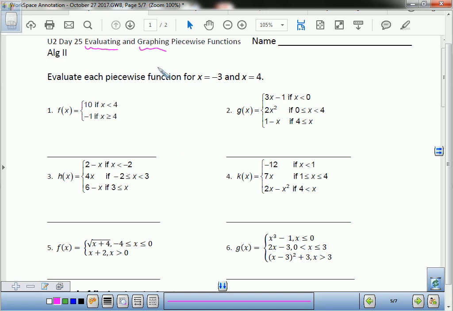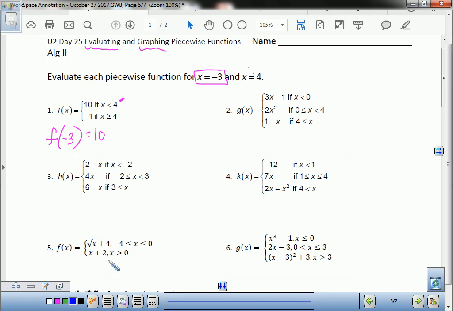Evaluating is pretty simple. For each of these examples we have here, I'm asking you to evaluate it for an x value of negative 3 and an x value of positive 4. So the first thing we have to do is look at our piecewise function and determine where this goes. If we evaluate this function for a value of -3, which one of those pieces does -3 fall into? Well, it falls into this one, where x is less than 4. -3 is less than 4. So what does it say the y value is? It says it's 10.